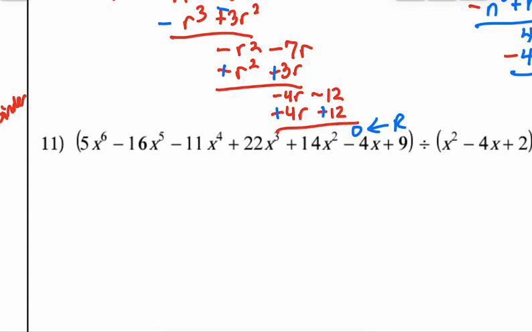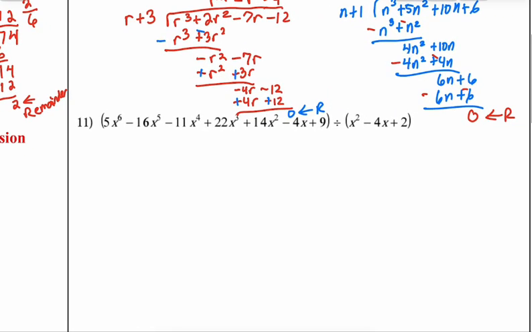If it's not in the correct order, it should go from 6 down to nothing. If it's not in the correct order, put it in the correct order before you begin, or it will not work. Okay. So I'm going to write inside of my division box my 5x to the 6th minus 16x to the 5th, and so on. So let's rewrite our polynomial.